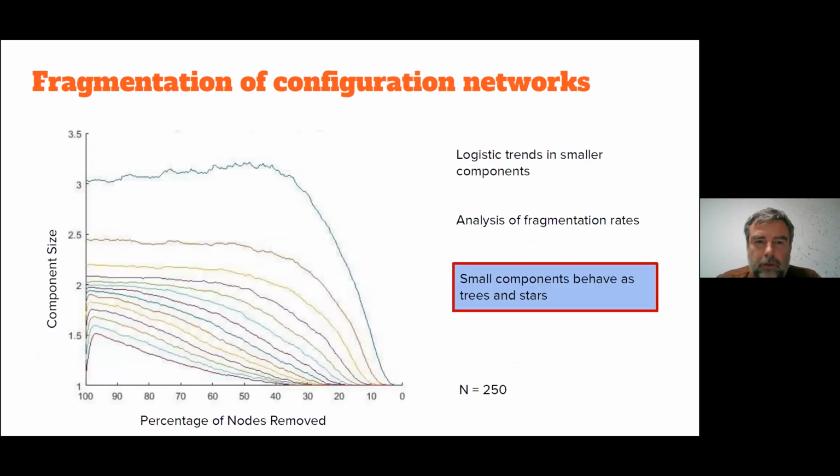And the last thing I want to show you is what the small components look like. This is for a small graph, just 250 nodes, so a pretty small one. The sizes of individual components actually follow logistic trends, and there's really strong agreement with logistic curves. So the individual sizes of small components are going down logistically. But we also looked at the fragmentation rates, how the small components were fragmented, and we show numerically that the small components behave as trees and stars.